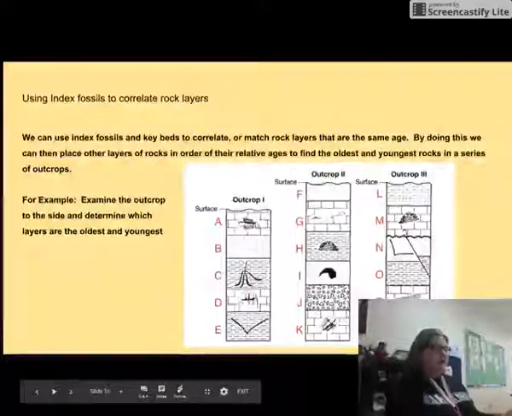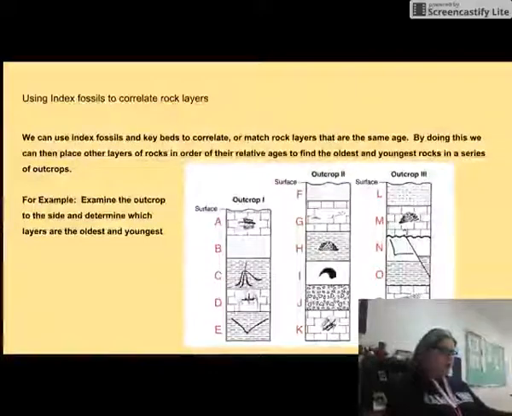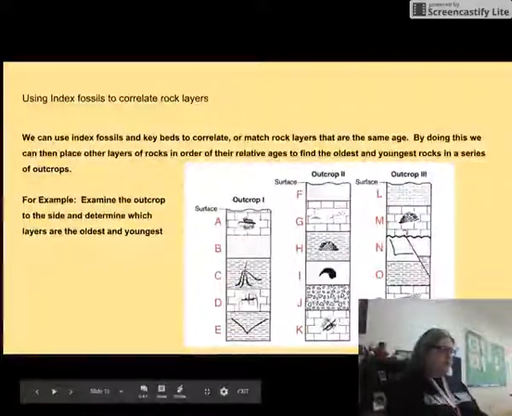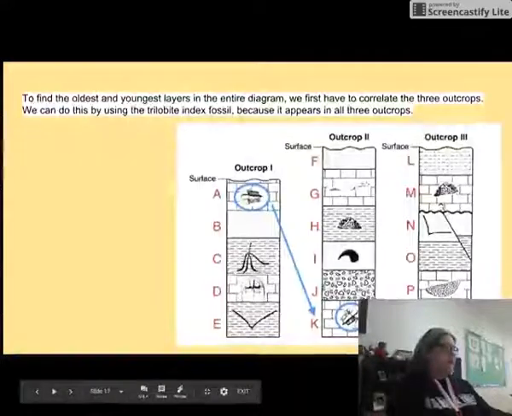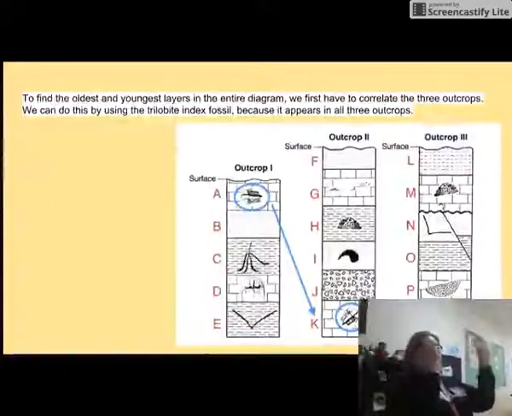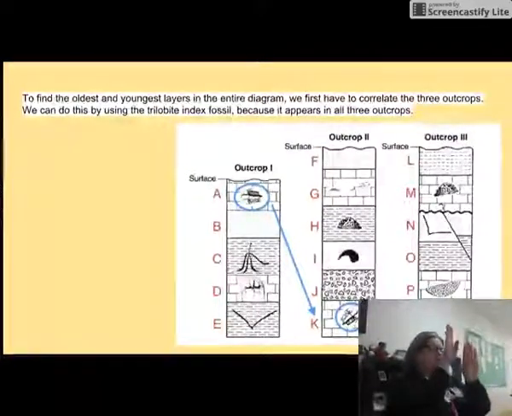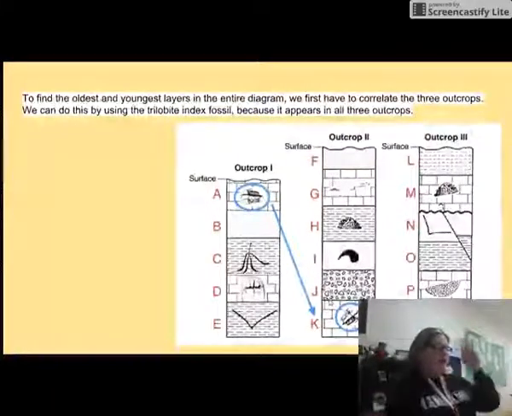So I can start to say, okay, layers A, K, and Q all have to be the same age. So if you picture what I would do, and they show it on the next one, I can basically line up my layers. Picture if I had these on index cards, I could start to line them up and correlate them, and that's going to help me see.